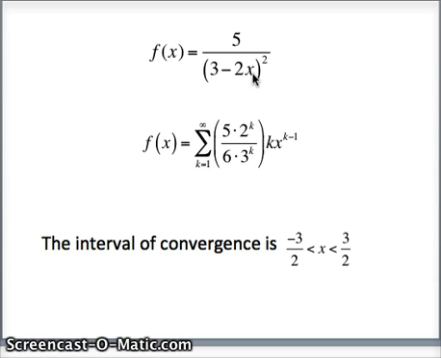We have our function there, our f of x, written in that form as a series, and we've identified our interval of convergence as x is between -3/2 and +3/2. And that will conclude this lesson.